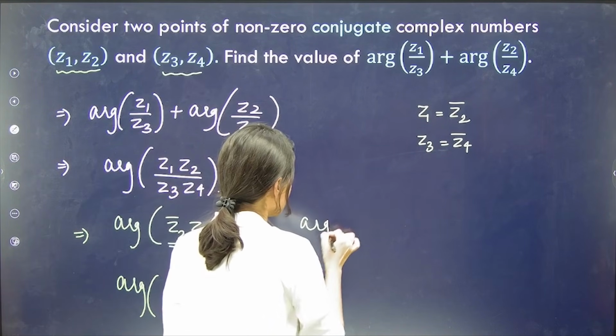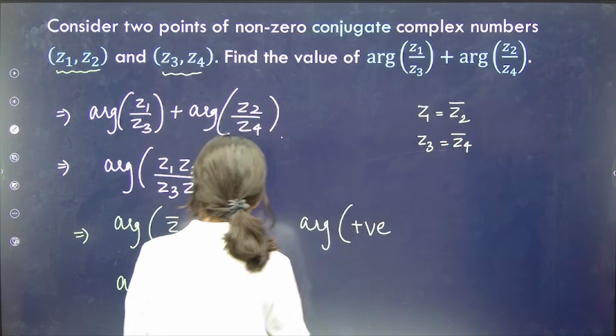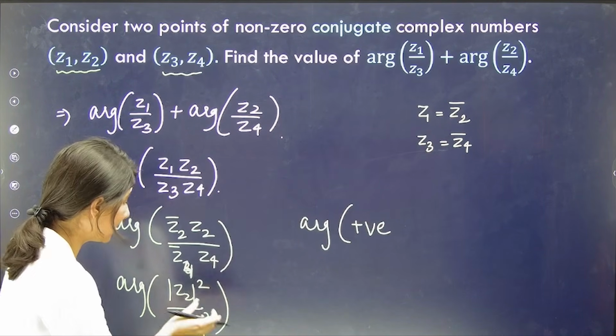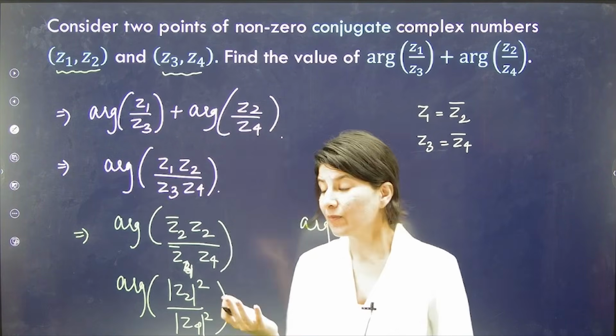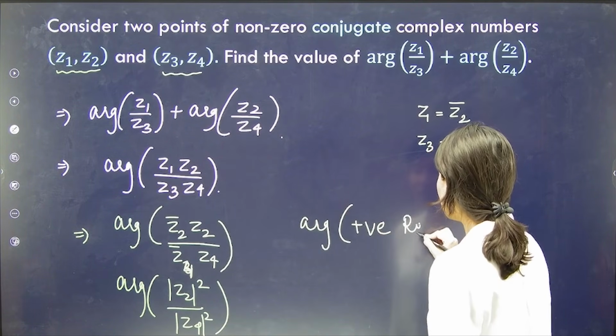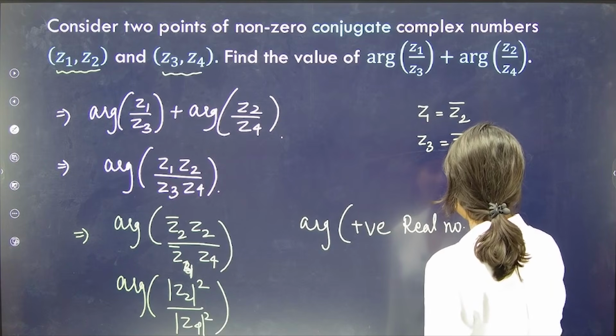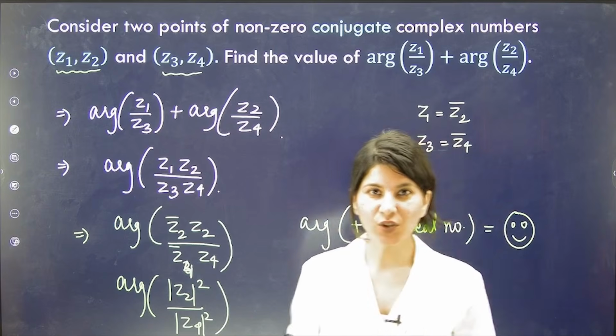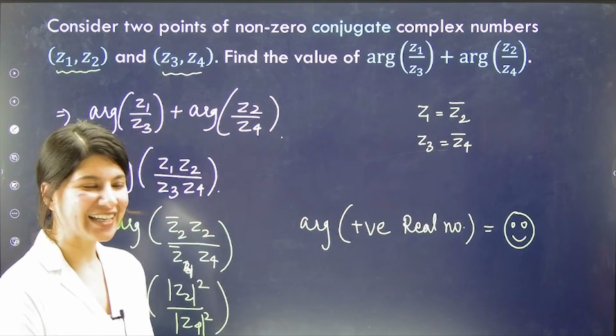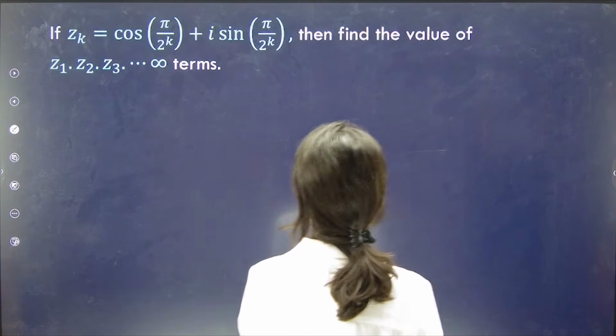Argument of a positive real quantity. This is a positive real quantity. This is again modulus of some quantity, modulus of some quantity, and square of modulus. So argument of a positive real number. Tell me, argument of any positive real number is 0. Okay, so 0 is the correct answer of this particular question.